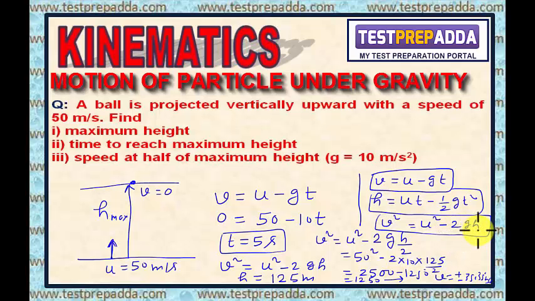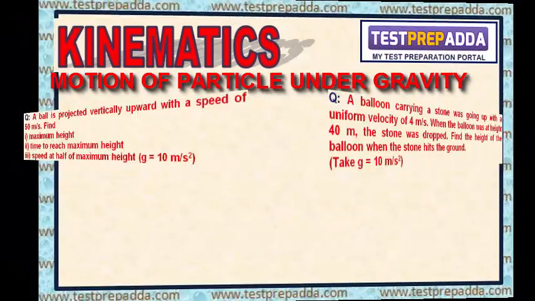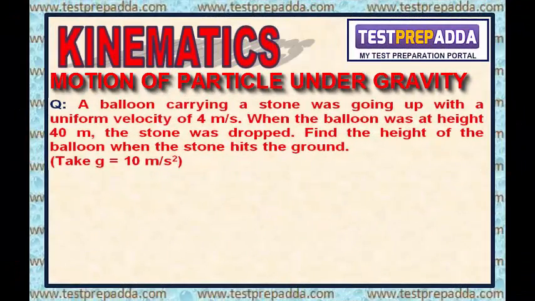Okay, now I'll take another question here. Here the question says, a balloon carrying a stone was going up with a uniform velocity of 4 meters per second. When the balloon was at height 40 meters, the stone was dropped. Find the height of balloon when the stone hits the ground. Here the g is given as 10 meters per second square.